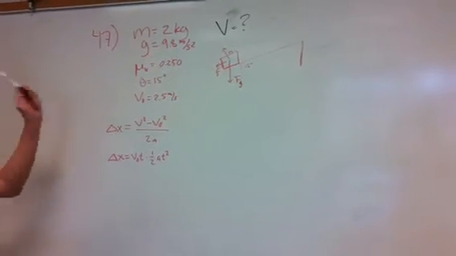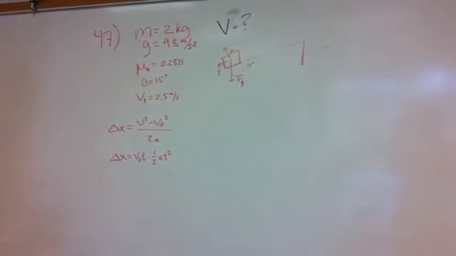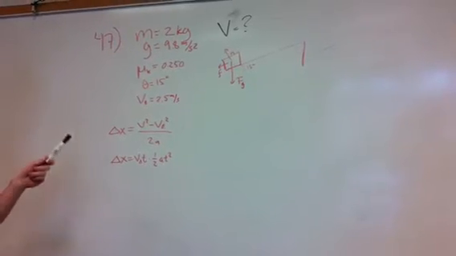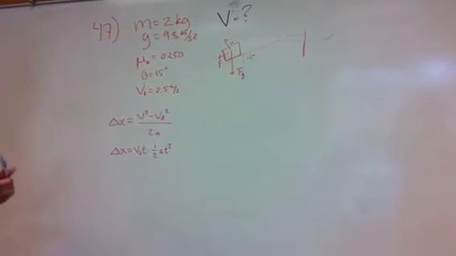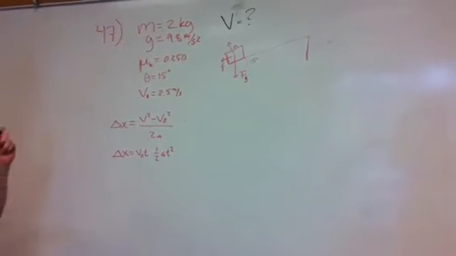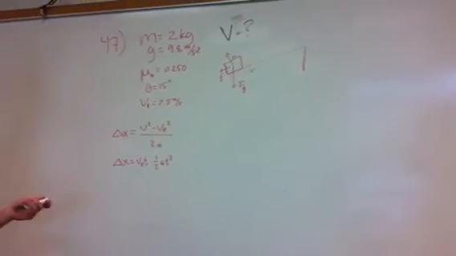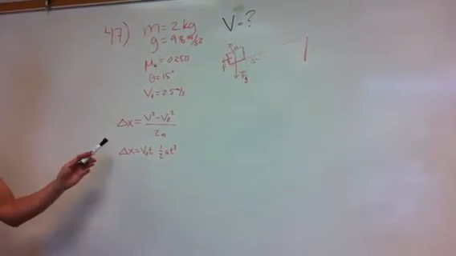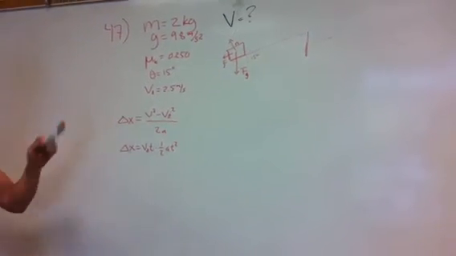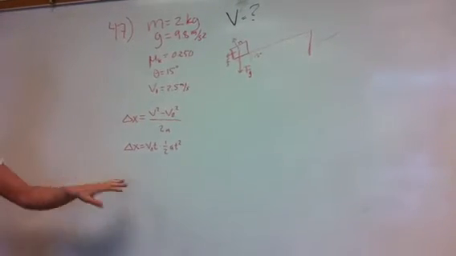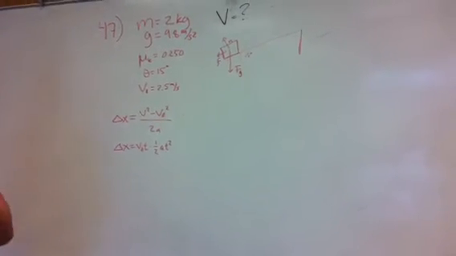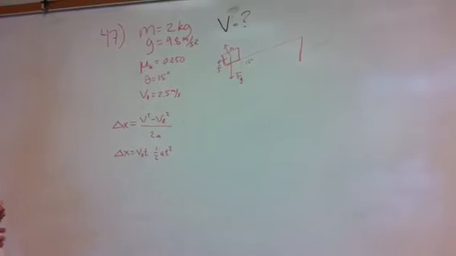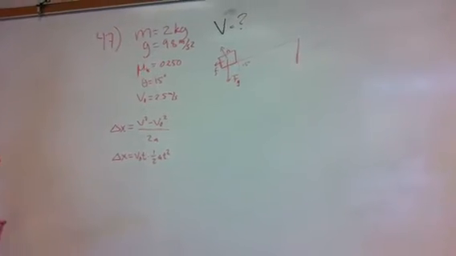The mass of the block is 2 kilos. Gravity we know. The coefficient of kinetic friction is 0.25. The angle is 15 degrees. And the initial velocity is 2.5. And two of the equations I'll be using during this is that delta x is equal to the velocity squared, and so on. You can read that. So the first thing that I want to know is how much this block slowed down by.